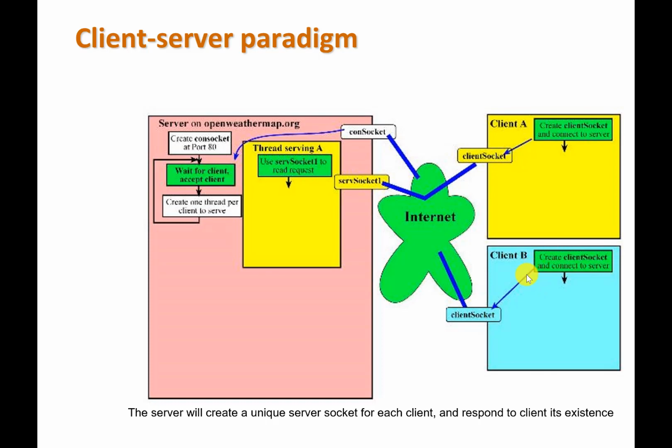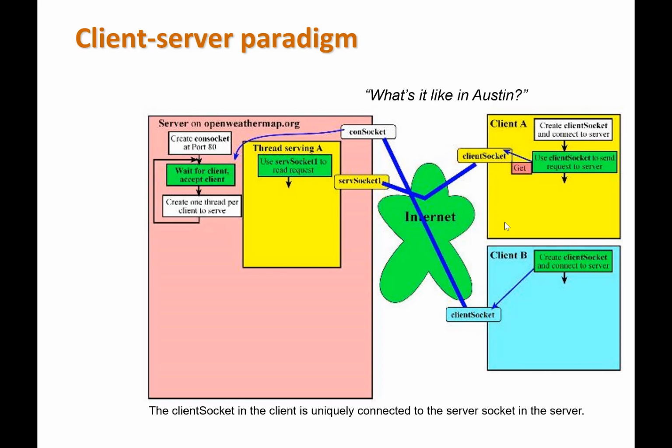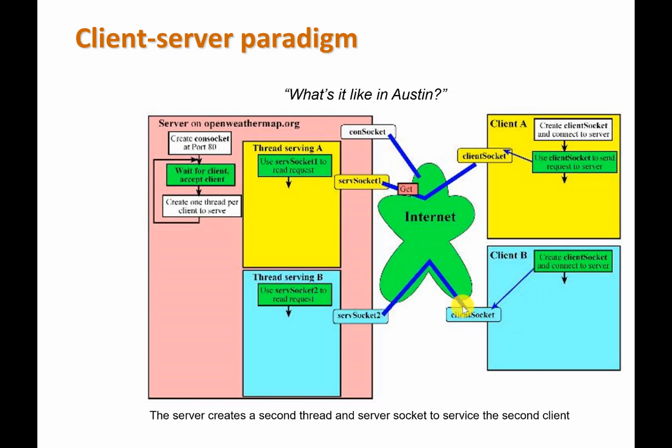When B gets its client request, it'll create a separate thread. Now B is also wanting to connect to the server through its client socket. And so the server will now create a second thread and a second server socket. Again, this client socket is connected to that server socket.